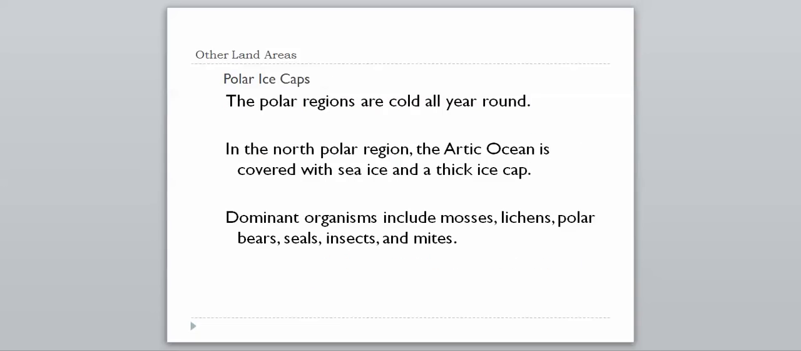And so the next one is polar ice caps, and these are areas that are cold all year round. And in the North Polar region, the Arctic Ocean is covered with sea ice and a thick ice cap, and the dominant organisms are going to be mosses and lichens, which are just small plants. There's polar bears, seals, actually some insects and mites as well that live in the polar regions of the world.